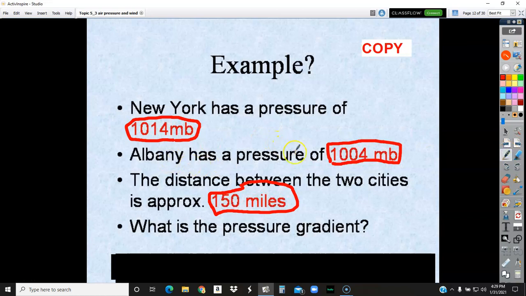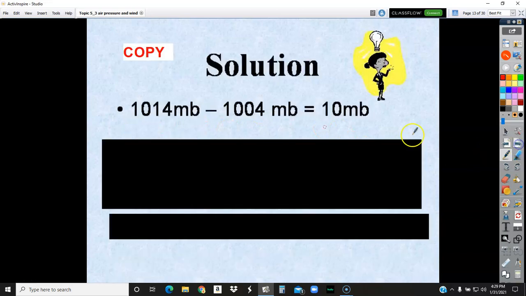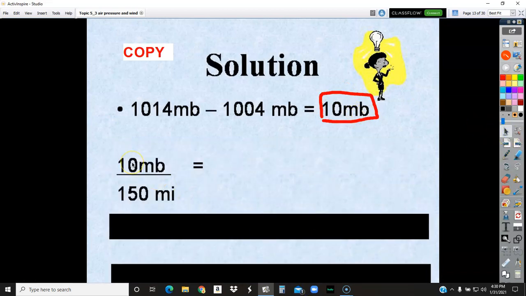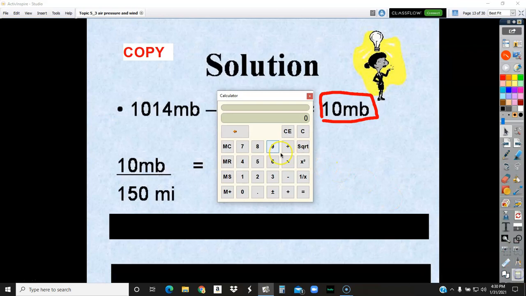Again, this is just like when you did contour maps, topographic maps, except now instead of elevation, we're substituting pressure. So the first thing you have to do is subtract the pressures. 1,014 minus 1,004 is a 10 millibar difference. You're then going to divide the change in pressure over the distance: 10 millibars divided by 150. I get my calculator. It's going to be a very small number.